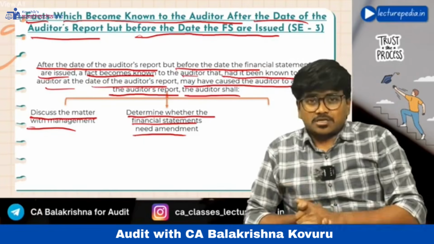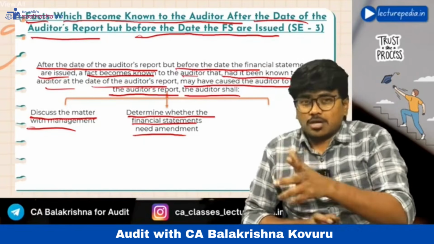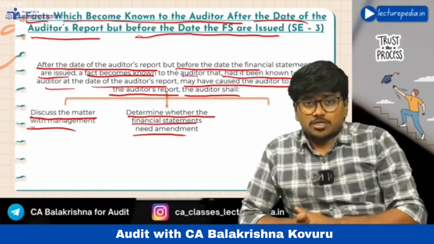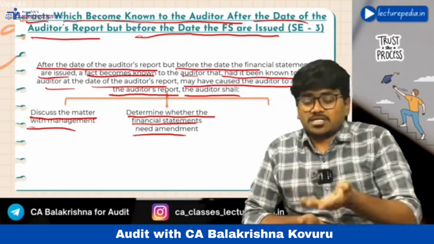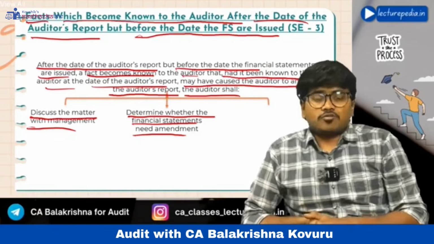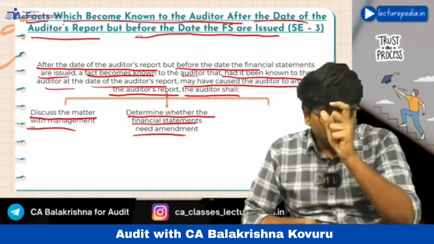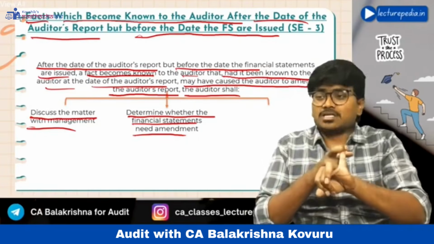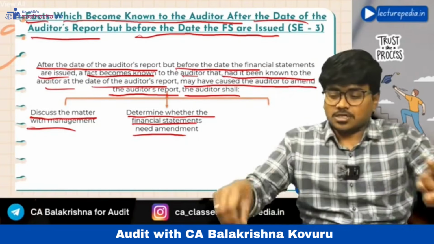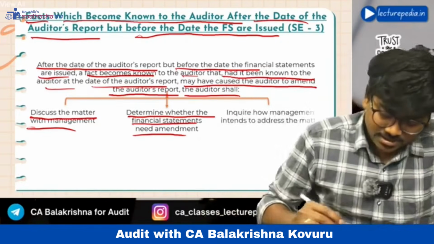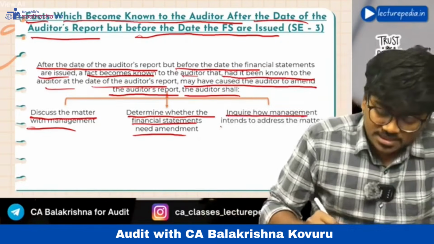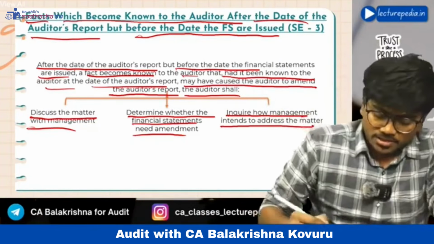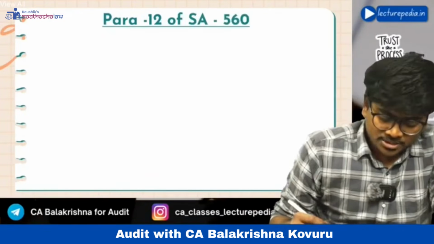Now in this situation, if he would have known about that fact before issuing the audit report, then he would have asked the management to adjust it in the financial statements. But it is known to the auditor after issue of audit report. In this situation, the auditor has to first of all discuss this matter with the management and determine whether there is any necessity to amend the financial statements, and inquire how management intends to address this matter. The auditor should ask this of the management.